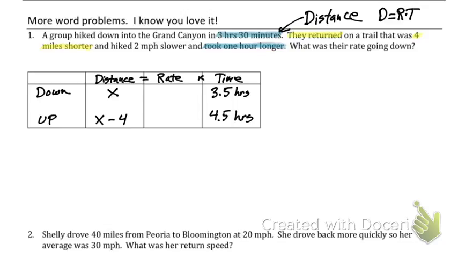Now let's see what information they have about the rate. On their return, it was 2 miles per hour slower. Once again, they did not comment on how fast it was going down, so let's call it y. So the going back up must be y minus 2 miles per hour. This is 2 miles per hour less than this one.